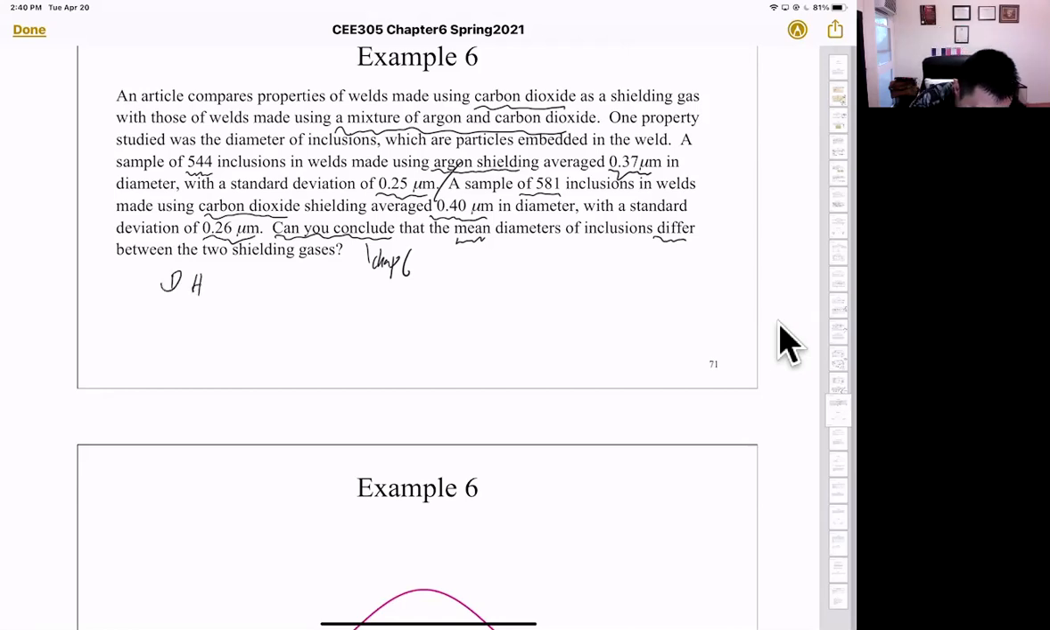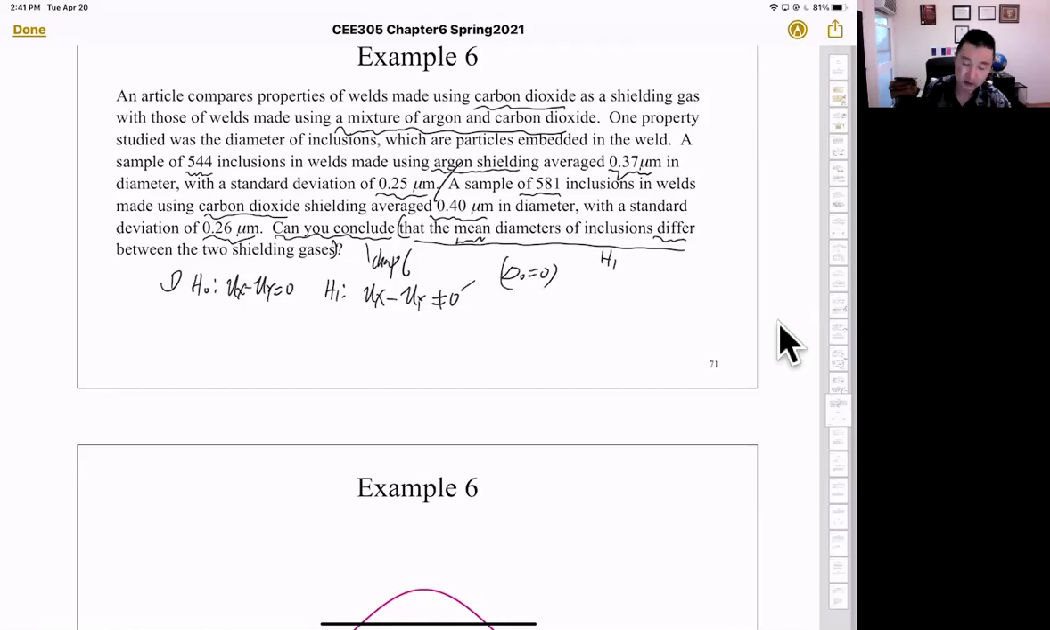Again, the first step is to set up H1 and H0. Whatever comes after the word conclude will be H1. So H1: the mean diameter of inclusion differs between the two shielding gases. Differ means mu x minus mu y not equal to 0, otherwise it would be equal to 0. Then H0 will be the opposite: mu x minus mu y equal to 0. So in our case, delta 0 is 0. Then the remaining will be simple.